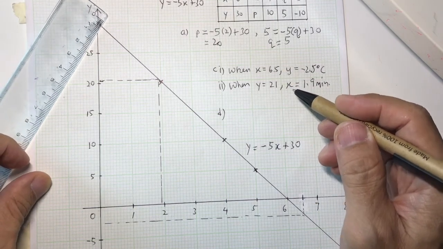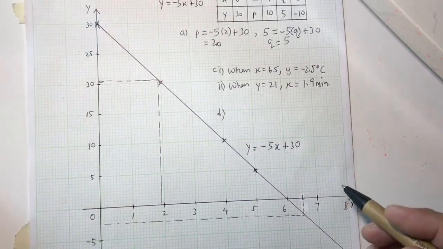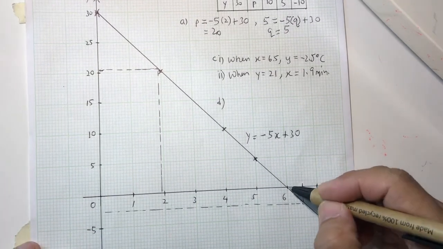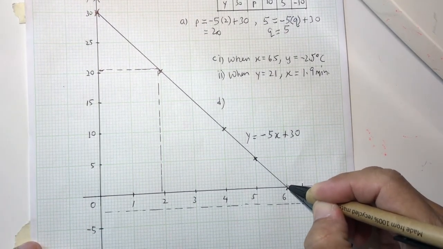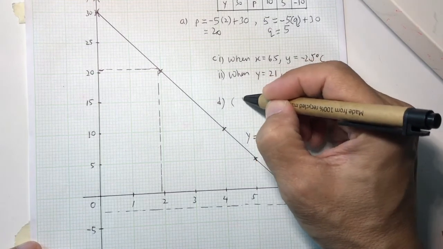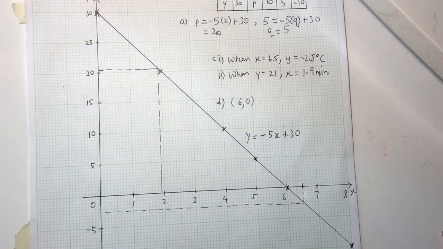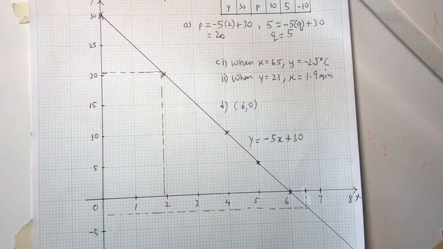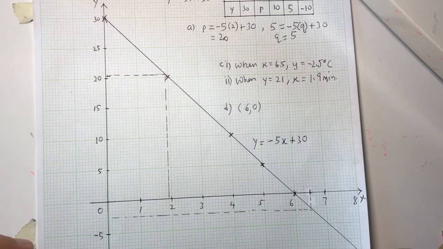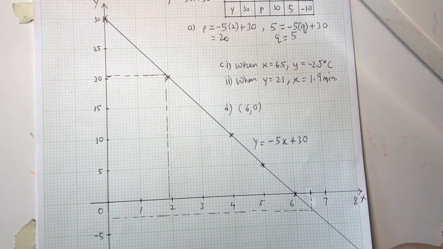Okay, so for part D, you have to write down the coordinates where it intersects the x-axis. So this is the point that intersects the x-axis, and that point is 6, 0. And that is the end of the paper. Thank you.